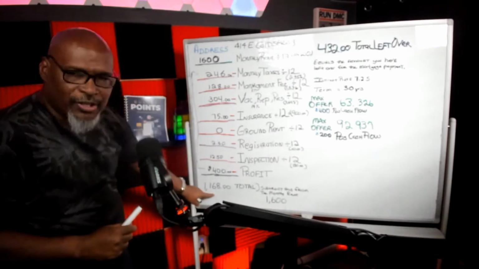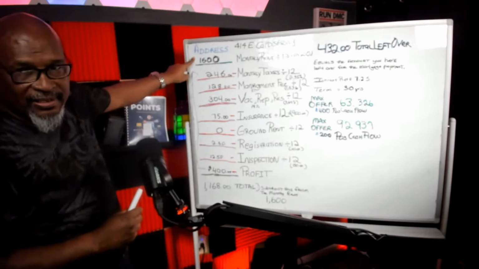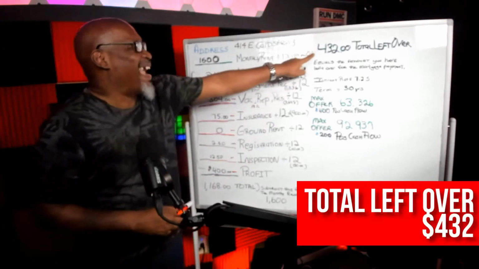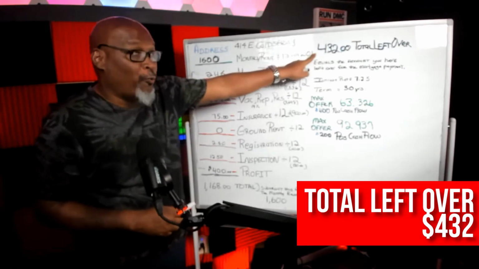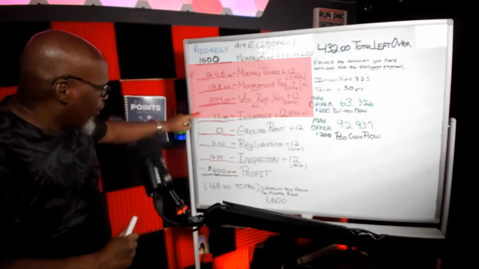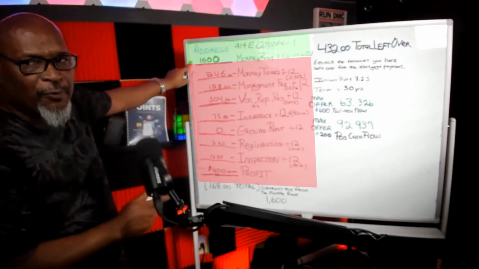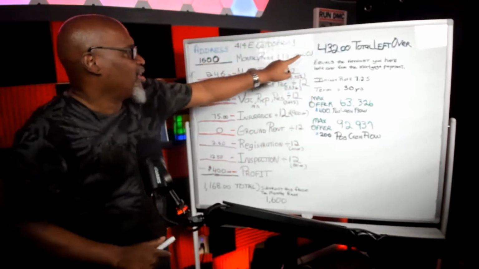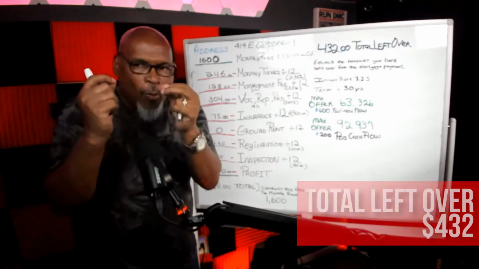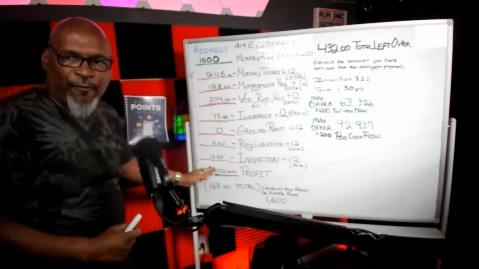Step 2, subtract your expenses from your actual rent. You come up with a total amount of $432 left over. I'm going to repeat that again. You subtract all of your expenses from the monthly rental amount, $432. That's how much you have left over once you do the math.